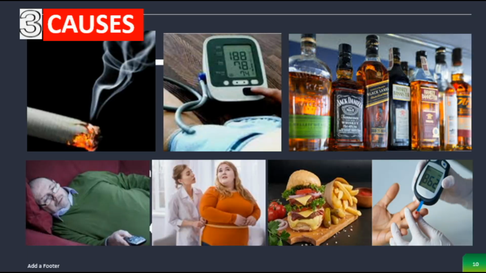Point 3 is the causes of heart disease. Heart disease can be caused by smoking, blood pressure, alcohol, physical inactivity, overweight and obesity, unhealthy diet, and diabetes mellitus.